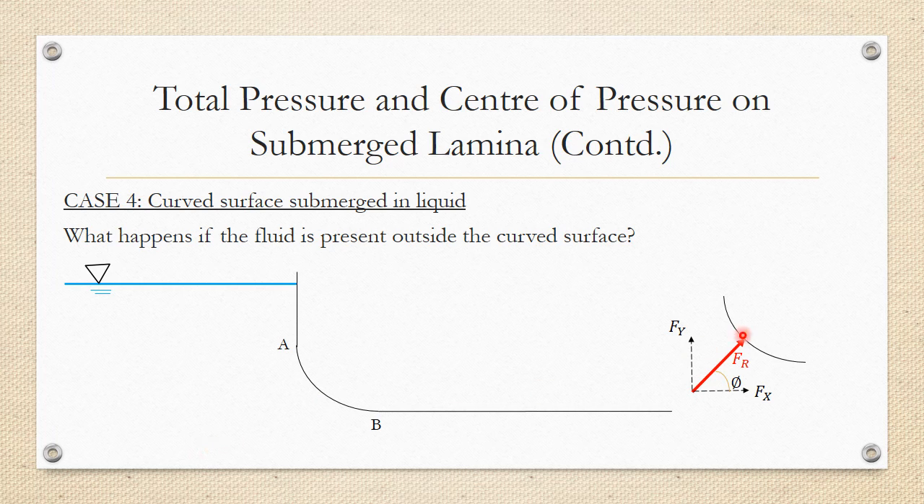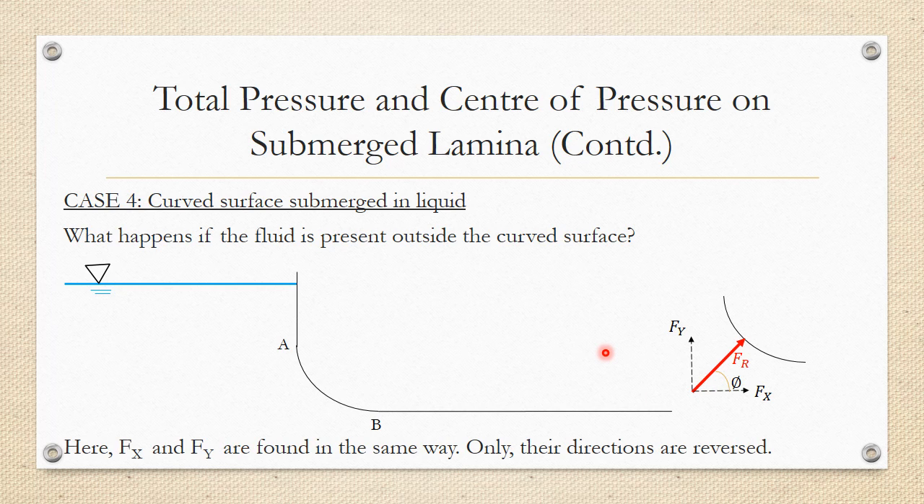So, the answer is this. The resultant force would be acting in the opposite direction. Fx and Fy would also be acting in the opposite directions of the previous case. Fx and Fy are found out in the same way as if the water was inside the curved surface, and that is how we solve this problem. We will assume that the water is inside the curved surface and solve for it, but we would reverse the directions of Fx and Fy.